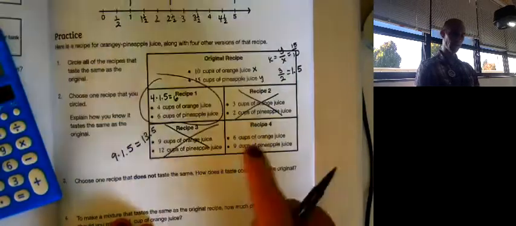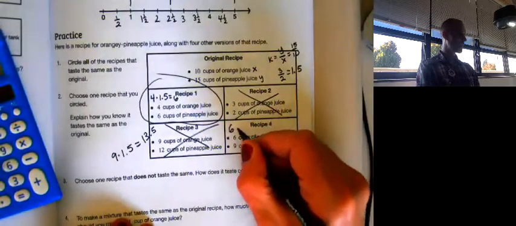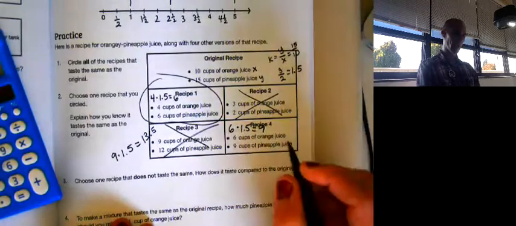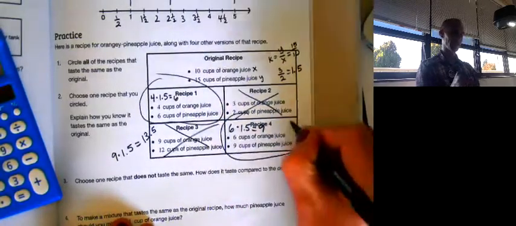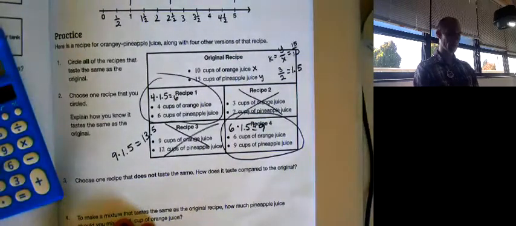And then the last one, we got 6 cups of orange juice and 9 cups of pineapple juice. And so if we do 6 times 1.5, that does indeed equal 9. And so this one also has that good orange to pineapple ratio that we wanted so bad.